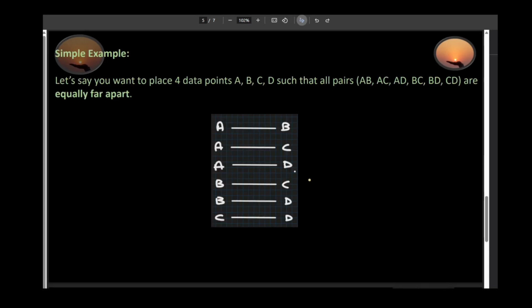Suppose you want to place four data points A, B, C, D such that all the pairs are equally far apart. In other words, the distance between AB is the same as the distance between AC, which is the same as AD, BC, BD, and CD. So all these distances are the same. That's how you want to place them.